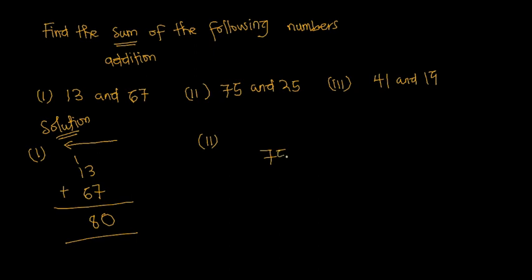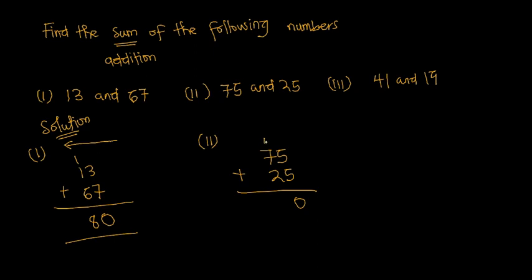75 plus 25. Over here, as usual, 5 plus 5 will give me 10. I write 0 and I carry 1. I bring that 1 to the top over here.